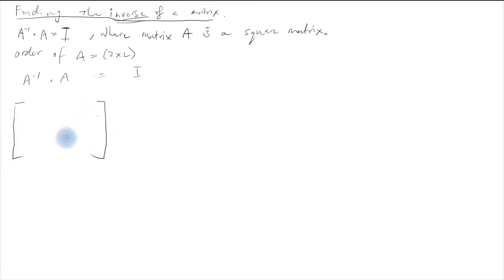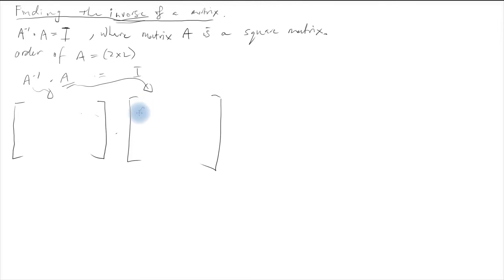So this will be our inverse matrix, and it'll be made up of 4 things, and then we're going to be multiplying that by our matrix A, which is this one, and let's make it have just general elements.